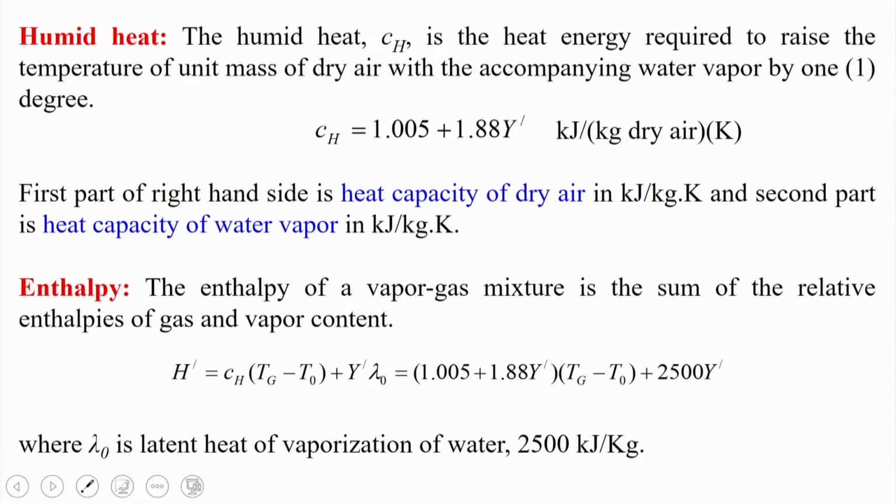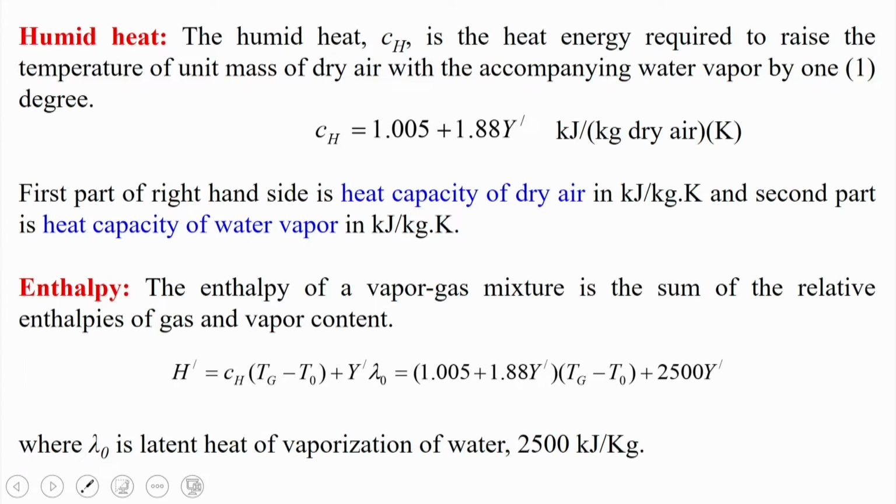Another terminology we need to understand is humid heat. Humid heat, designated as Ch, is the heat energy required to raise the temperature of unit mass of dry air with accompanying water vapor by 1 degree. So, Ch is equal to 1.005 plus 1.88 into y prime. The first part of the right hand side, 1.005, is the heat capacity of the dry air in kilojoule per kg Kelvin, and the second part, 1.88 into y prime, is the heat capacity of the water vapor. So, overall this is the humid heat of the moist air.